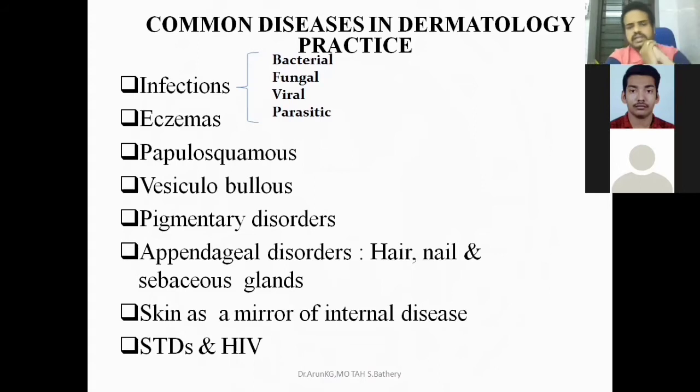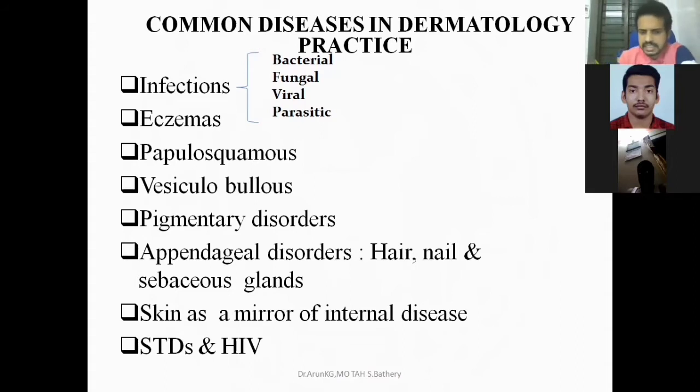Then appendage disorders are there. These are the lesions affecting hair, like alopecia. Then nail lesions are there. Then acne-like lesions affecting sebaceous glands. Then we all know the manifestations of skin as a part of internal diseases, like acanthosis nigricans, which we can see in systemic diseases like diabetes, dyslipidemia, etc. Then in Graves' disease there will be skin manifestations. Then STDs and HIV.